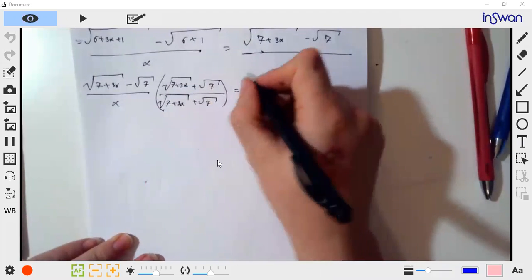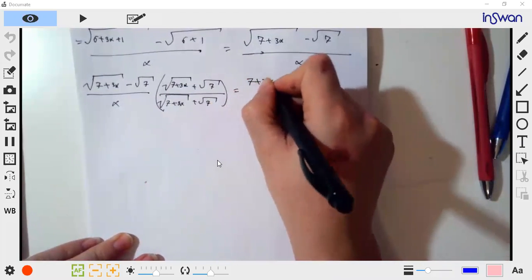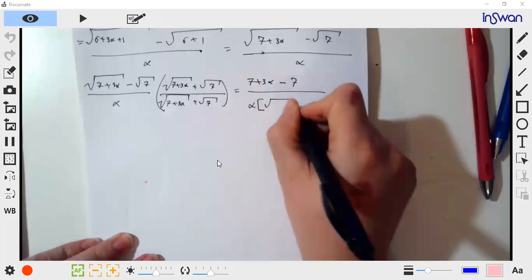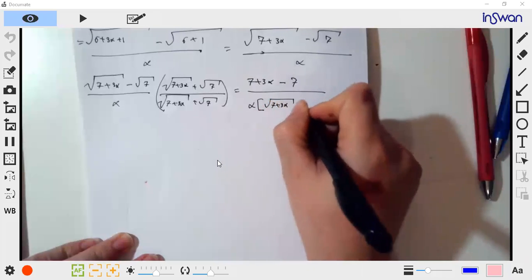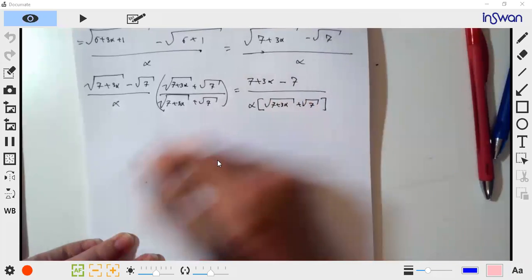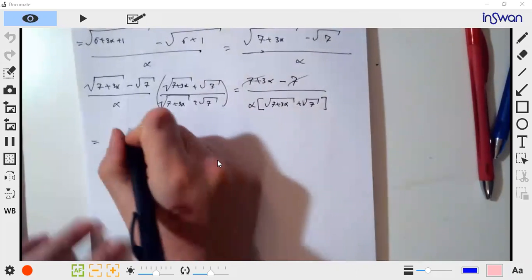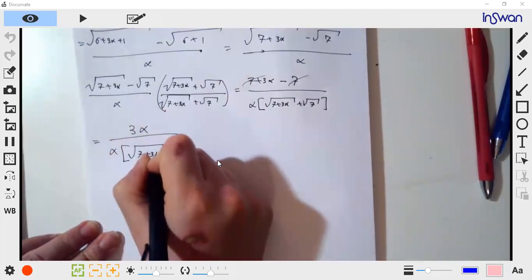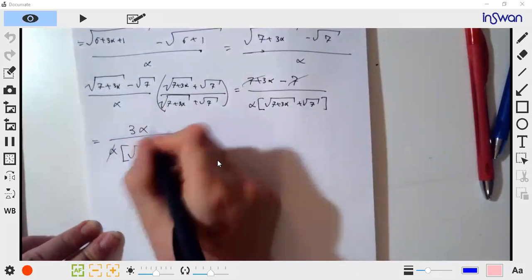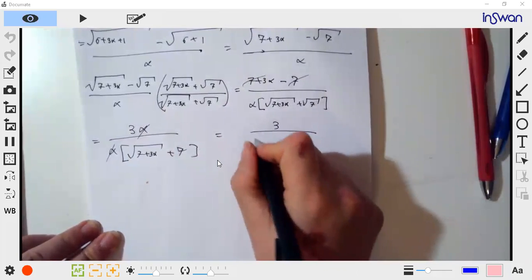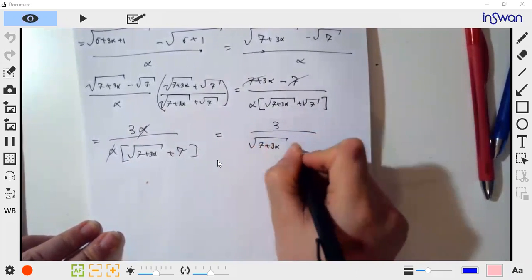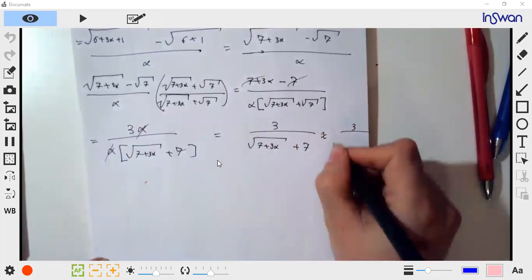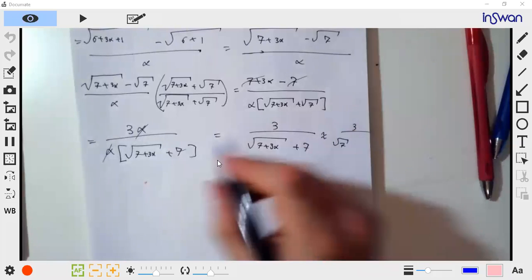So what do we get in the numerator? We get 7 plus 3 alpha minus 7. And in the denominator, we get alpha times the quantity square root of 7 plus 3 alpha plus square root of 7. These 7s up here cancel. So we get 3 alpha over alpha times the quantity square root of 7 plus 3 alpha plus square root of 7. Alphas cancel, so you get 3 divided by the square root of 7 plus 3 alpha plus square root of 7, which approximates to 3 divided by 2 times the square root of 7. Oh, and this needs a square root on it.